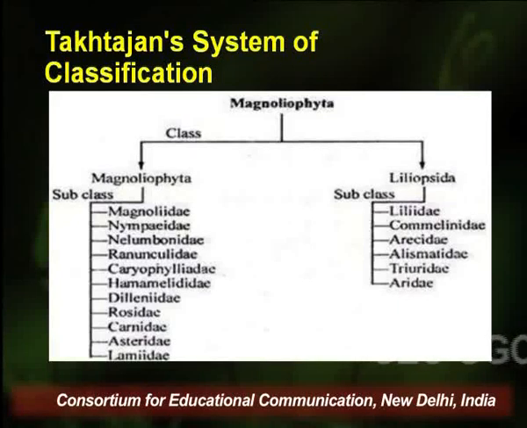Now, this slide shows the division Magnoliophyta divided into two classes, mainly Magnoliopsida and Liliopsida. In Magnoliopsida, there were 11 subclasses, as you can see, whereas Liliopsida, which were considered to be monocots, had only 6 subclasses. I will take these in detail now.